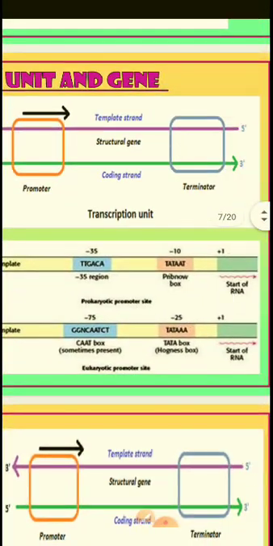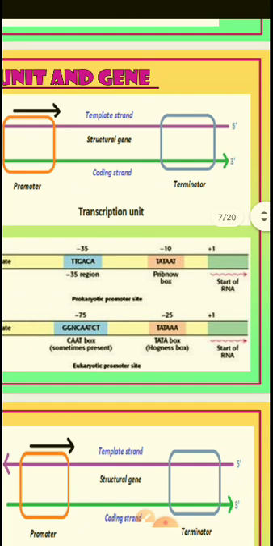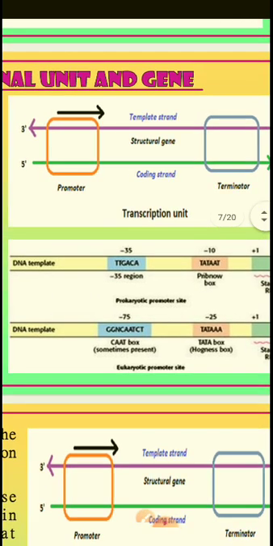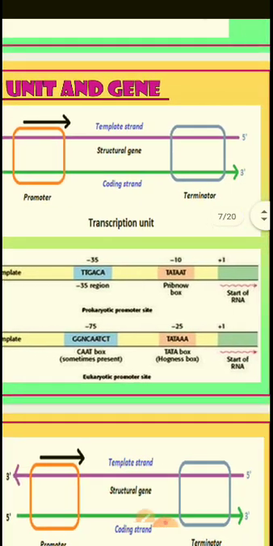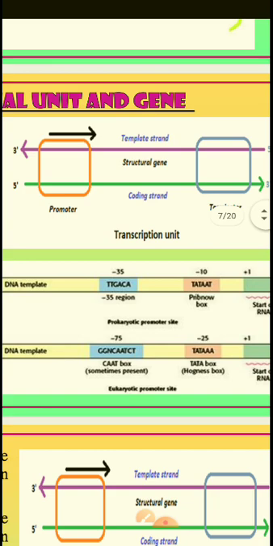Next, in the DNA template, you know thymine, guanine, adenine, and cytosine are present. So this is the minus 35 region. After that there is one more set, this is the Pribnow box, and this is the start of the RNA. So RNA starts here and the DNA template will be formed. See the difference between the RNA and the template. This is the Hogness box.